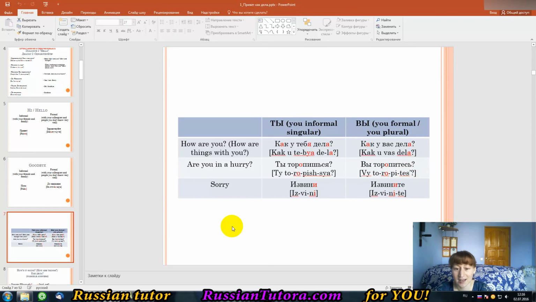And we have two versions of sorry. The informal one is извини, and the formal sorry is извините. By the way, this word also means excuse me. So you will use it to address a person in the street, for example, to ask for directions. And so you will say извините and then ask your question.